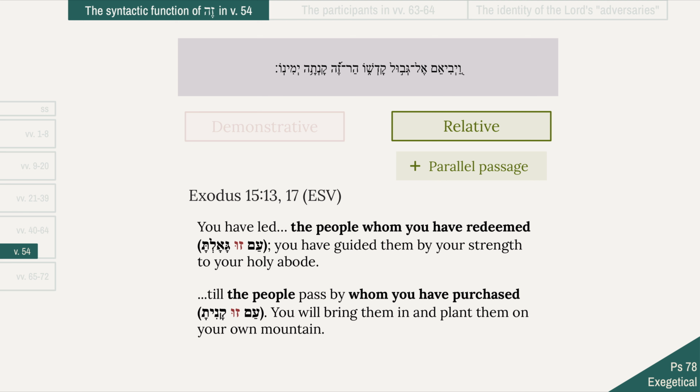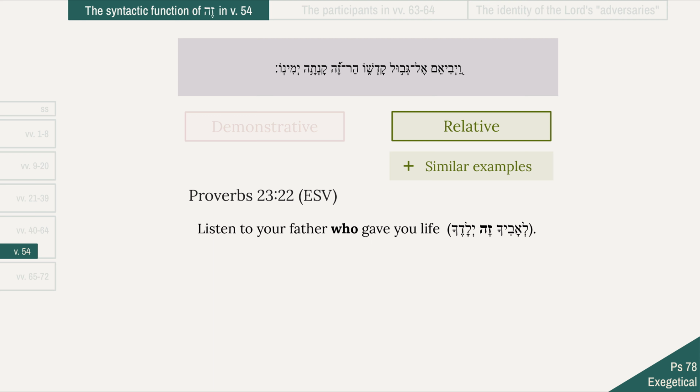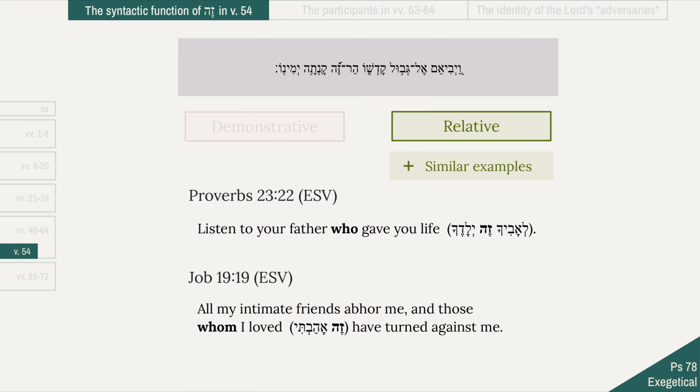That's true. But there are also some examples where ze seems to function like a relative pronoun, just like zu does. One clear example is Proverbs 23:22, which says, "Listen to your father who gave you life. La'avicha ze yiladecha." Another example is Job 19:19. "All my intimate friends abhor me, and those whom I loved, ze ahavti, have turned against me."